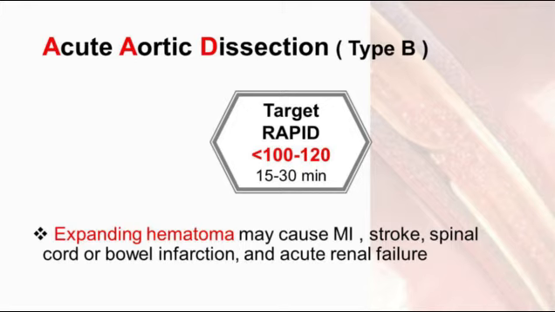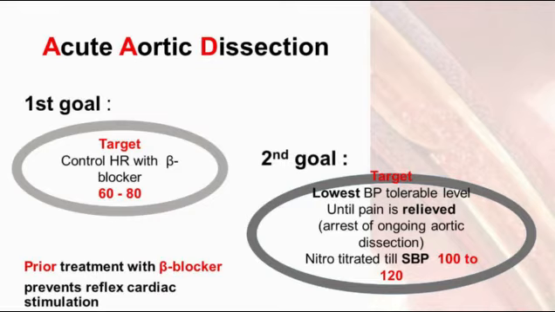Expanding hematoma may cause MI, stroke, spinal cord or bowel infarction, and acute renal failure. So we have two goals in the treatment of aortic dissection. The first one is about the heart rate. The second one is about the blood pressure. We don't do the second one before the first one.